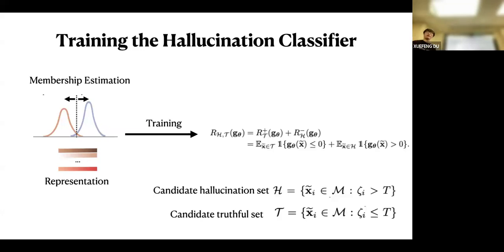So the question is, how do we do the validation? The general approach is that we calculate the scores based on the unlabeled data set only.